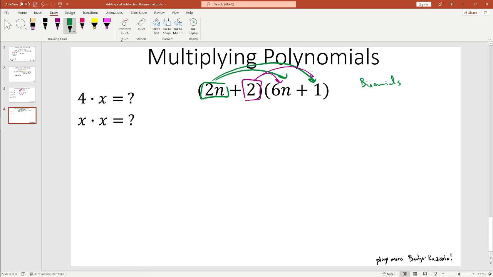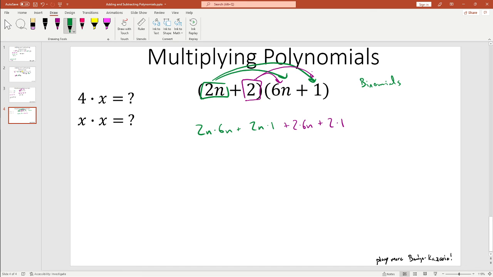But let's start by doing 2n times 6n plus 2n times 1. So I got my 2n multiplied to both of the things on the inside, switch pens. Now I have 2 times 6n. And then finally 2 times 1.